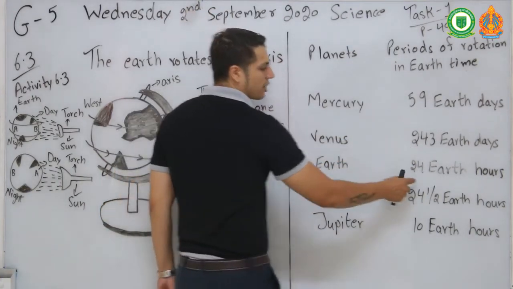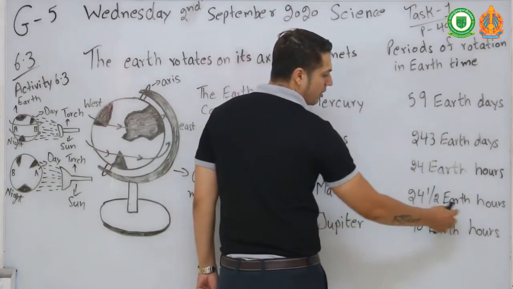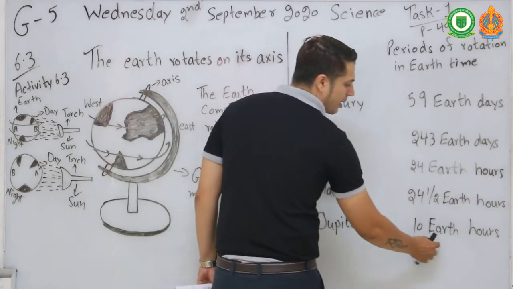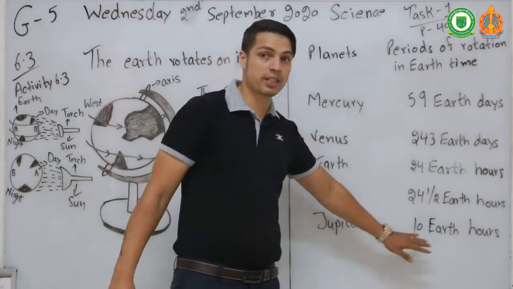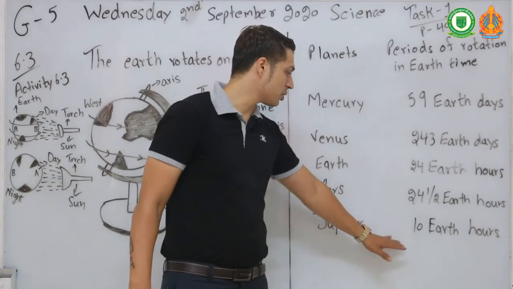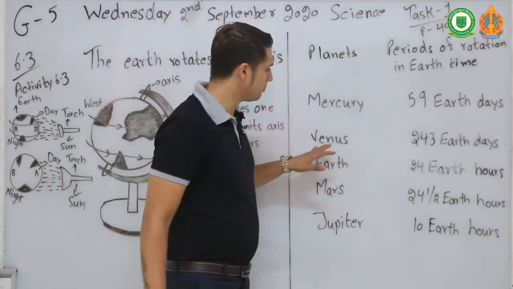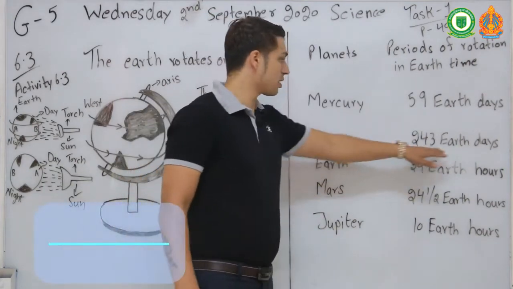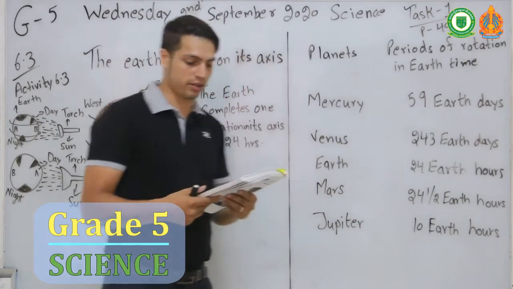Earth is 24 Earth hours, Mars 24 and a half Earth hours, Jupiter 10 Earth hours. So Jupiter will have the shortest day and night, only 5 hours for the day and 5 hours for the night. But Venus takes the longest time of any planet to complete one rotation.